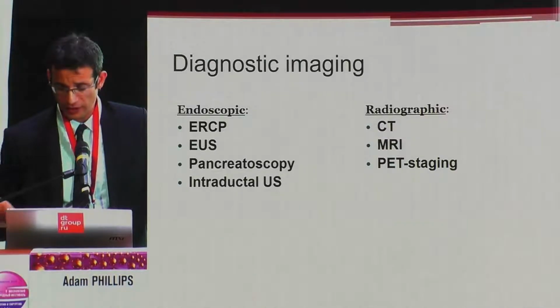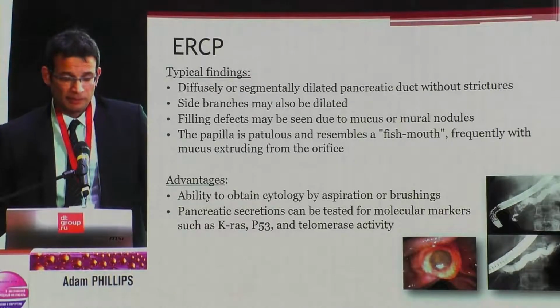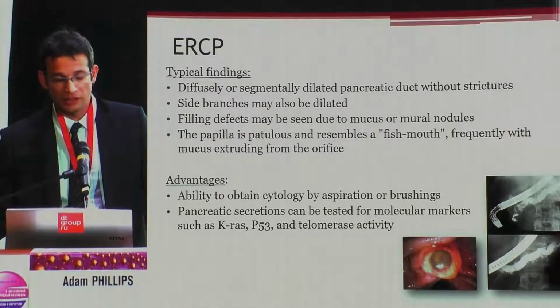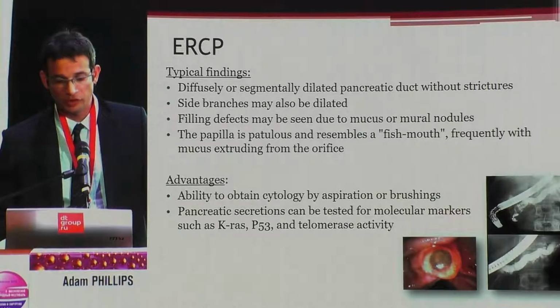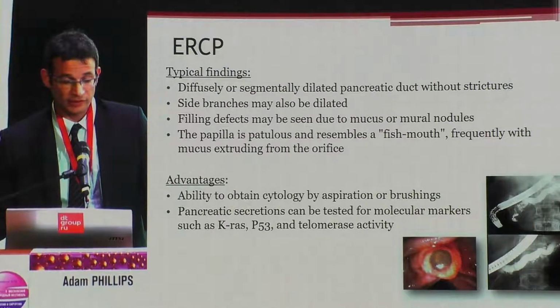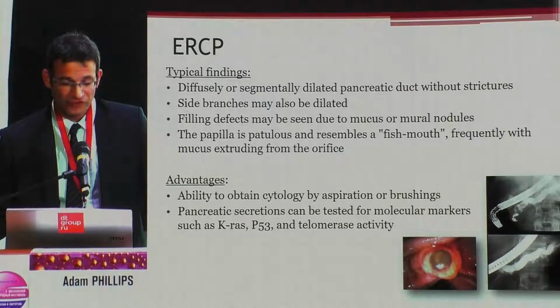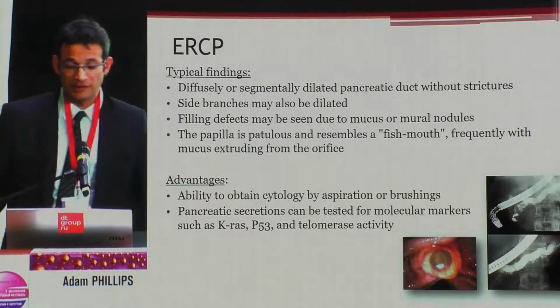Diagnostic imaging of IPMNs. We can start, as we saw today, with ERCP. Typical findings in the ERCP are a diffuse or segmental dilation of the pancreatic duct without strictures, as we can see in chronic pancreatitis. There could be dilation also of the branch duct of the pancreas. There could be a filling defect in the main pancreatic duct. It could be mucin or mural nodules, of course.